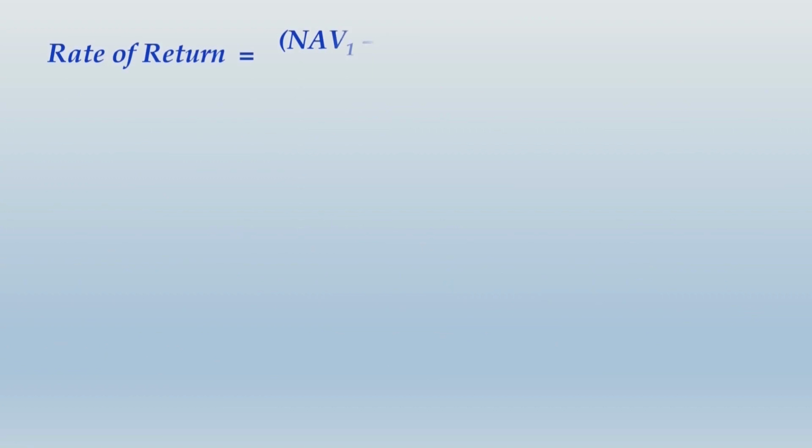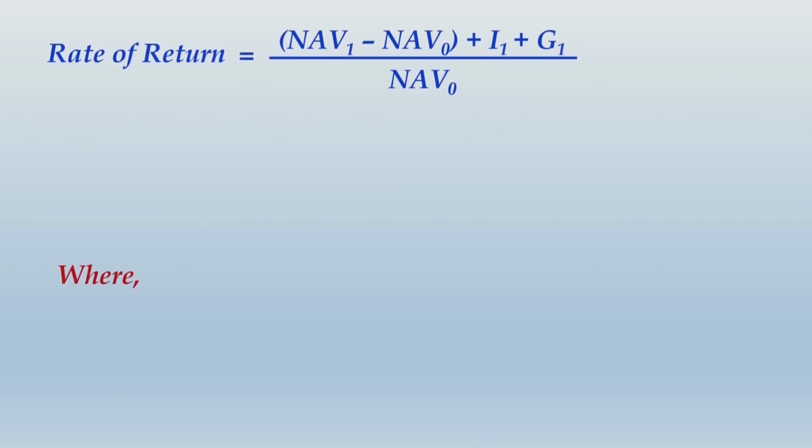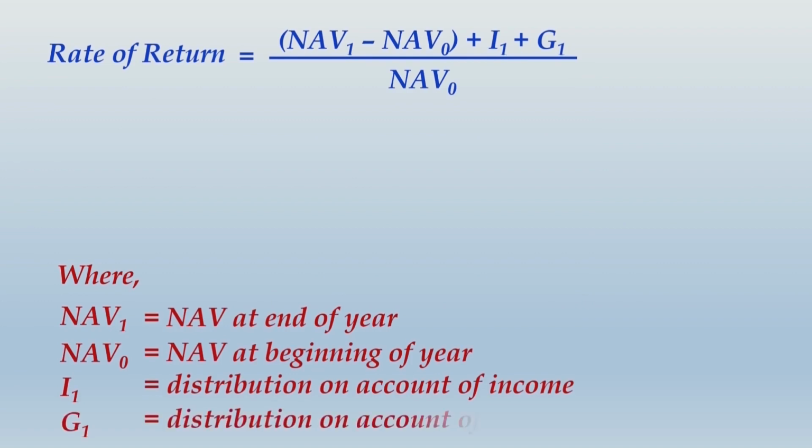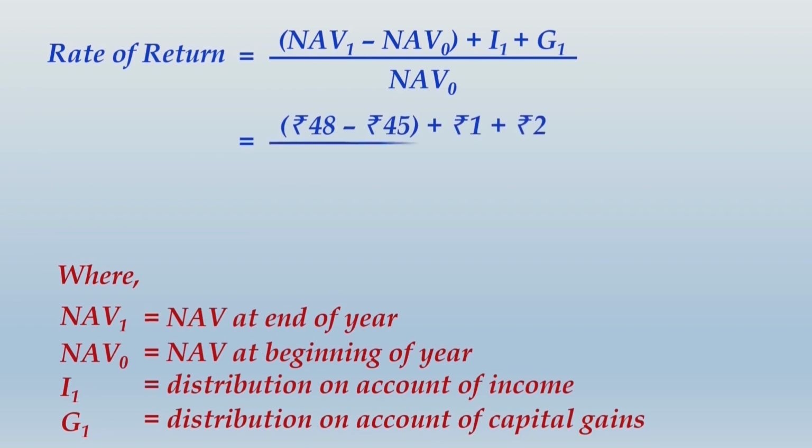So let us look into how to present the solution over here. Rate of return can simply be computed by taking NAV1 minus NAV0 plus I1 plus G1 divided by NAV0, where NAV1 is NAV at end of the year, NAV0 is NAV at the beginning of the year, I1 is distribution on account of income, and G1 is distribution on account of capital gain. Then you write up the values. We have all the values directly available, and we get the annual rate of return as 13.33%. So please write up this calculation and then I take you ahead.